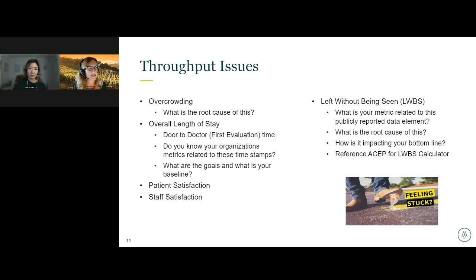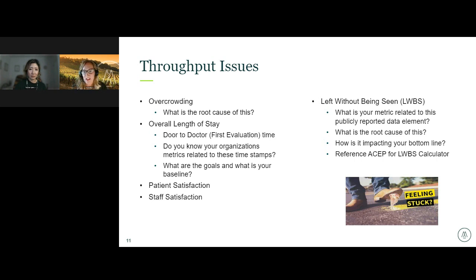So we do see that some of the overcrowding causes is boarding or can be boarding because it takes up a lot of space in the emergency department, which a lot of times doesn't have a ton of space anyway. So really consider, what is your root cause of overcrowding? And really think about, if you don't have a boarding problem, then what could it be?